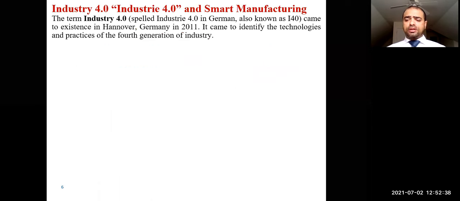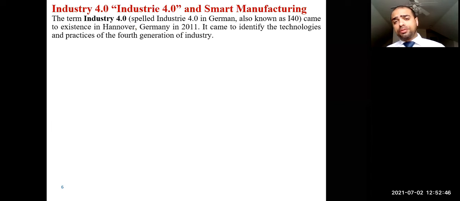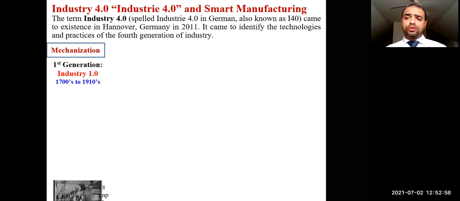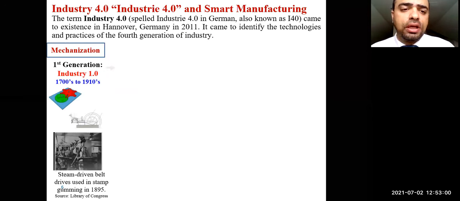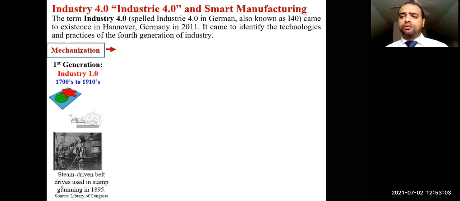So let's look at the previous three generations. Industry 4.0 in German is spelled with an IE at the end, sometimes referred to as I-40. Let's look at the first generation of industry. If there was one word to describe it, it would be mechanization. Industry 1.0 lasted from the beginning of the Industrial Revolution in the 1700s until the beginning of the 20th century. That period was characterized by very advanced mechanical systems.